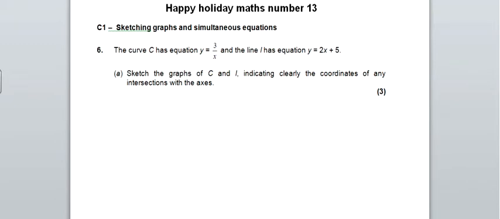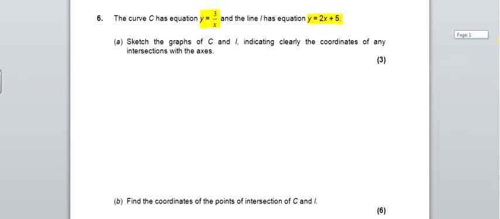We're going to start off with a bit of sketching curves, and we're given a curve with this equation here. So that's a reciprocal curve. It's 1 over x. It's been transformed by a stretch of 3 in the y direction. And here we've got a straight line, our old friend. So sketch the graphs of C and L indicating clearly the coordinates of any intersections with the axes. So this should be nice easy marks for us.